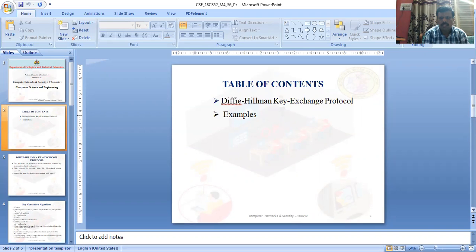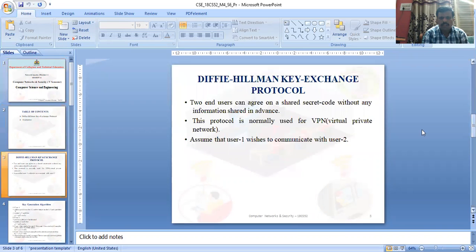So we have to discuss this algorithm. Here two end users can agree to share a secret code without any information shared in advance. The two communicating parties, user one and user two, securely exchange the secret keys without any information having been exchanged beforehand. That is exactly the algorithm invented by Diffie and Hellman.